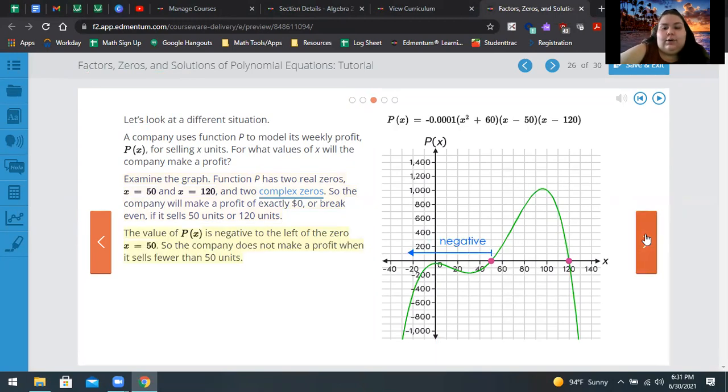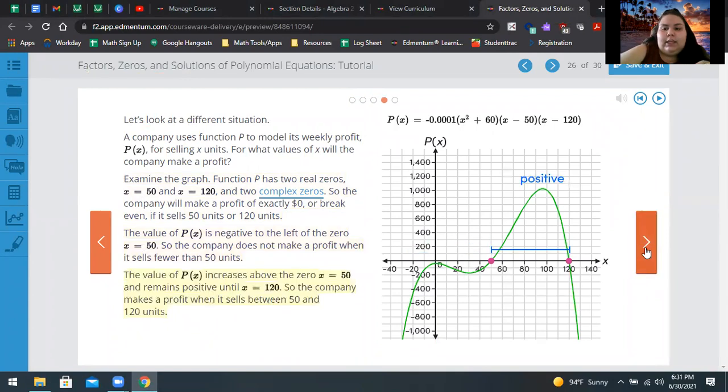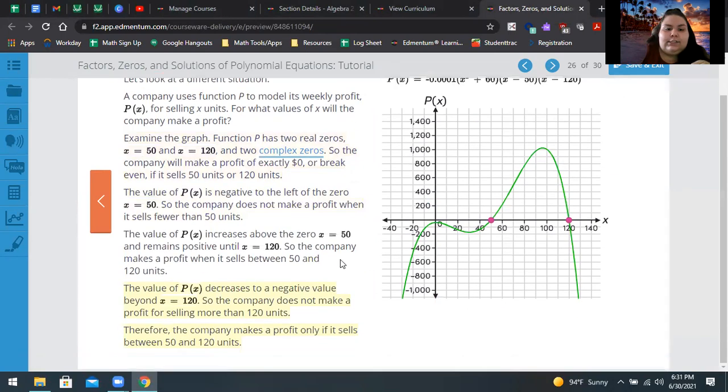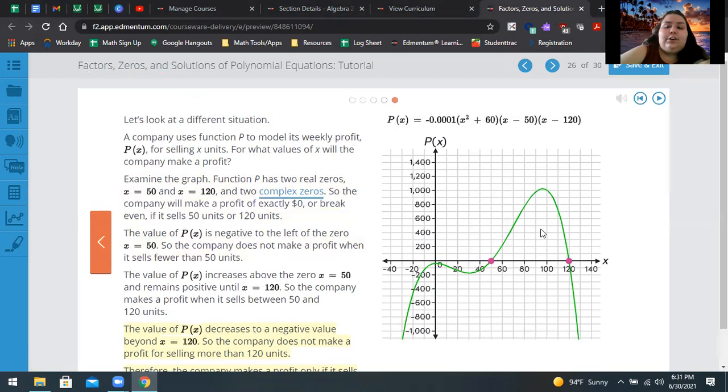So that's how we're going to interpret it. As you can see here, this is in the negative area. This is in the positive. That's where you want to make your money. And so selling your shirts between 50 to 120 is the only guarantee that you're going to make profit.